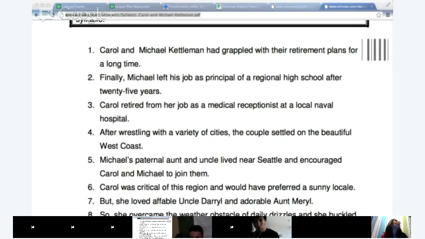So I'm going to read the next sentence, and I'll choose two of you to read that sentence out loud to practice. Then I'll go to the next one, choose the next two, and mathematically that should work out to where we just keep going through these. So I'm going to read the next one here, and then just wait. I'll tell you which ones are going to read it, okay? And you can hear that I'm stressing where it has that I sound. So, Carol retired from her job as a medical receptionist at a local naval hospital.